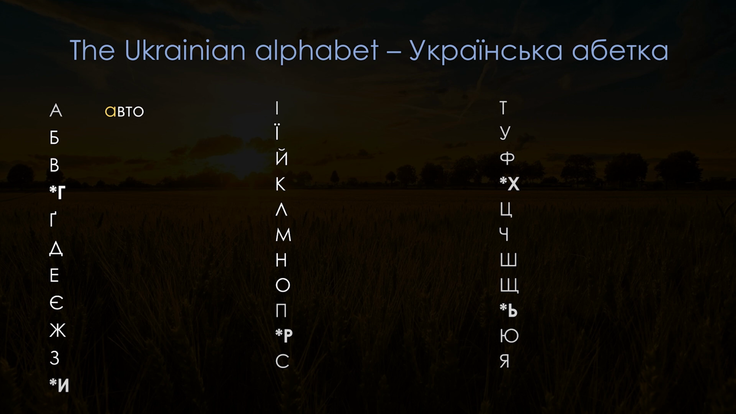A. Авто. Б. Банан. В. Ваза. Г. Гора. Г. Гудзик. Д. Діти. The sound D is palatalized or softened in that case, so it sounds not like d, but like d with a soft quality. You have to raise the back of your tongue just a bit to make it curved. Діти.